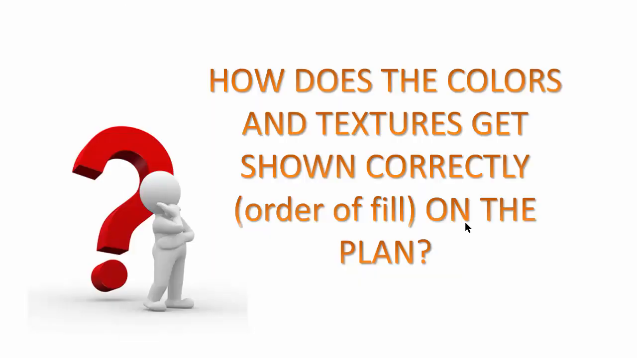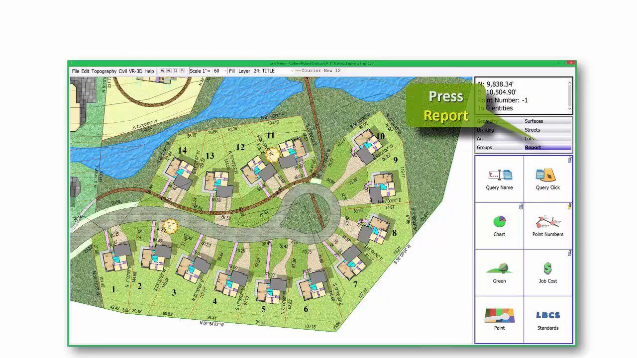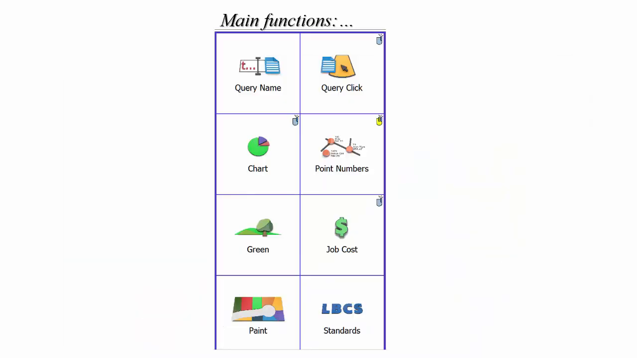change that and experiment. Now let's talk about the real power of LandMentor, the intelligent surface reporting. So what we've got is this plan that's not only embellished with beautiful colors and textures, it's laden with information. Laden with information that's precise to 22 decimal places. So what you're going to do is press report, and a main menu function comes up.